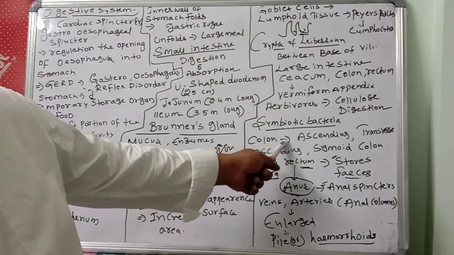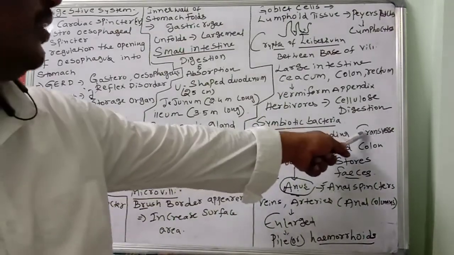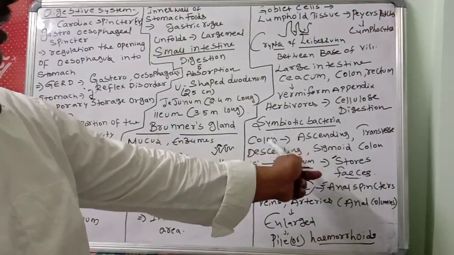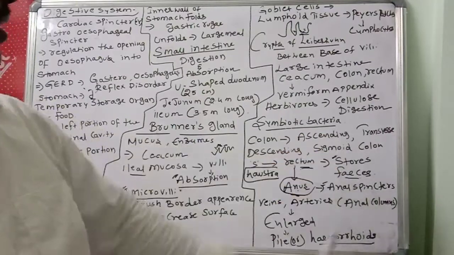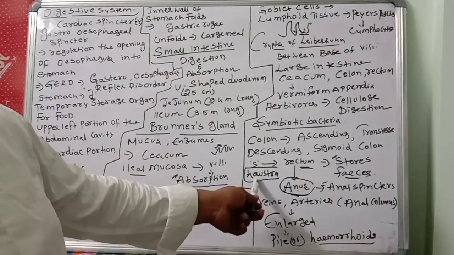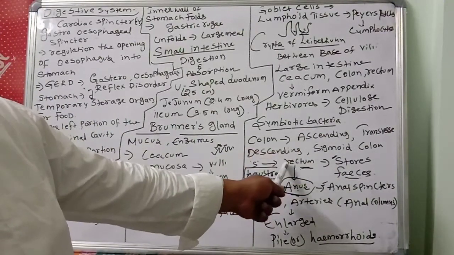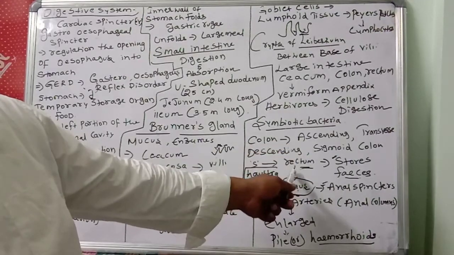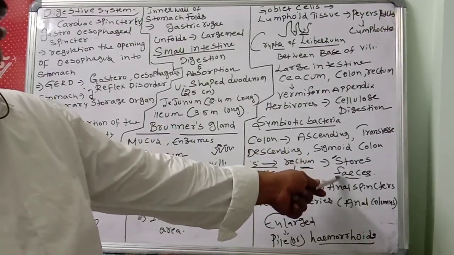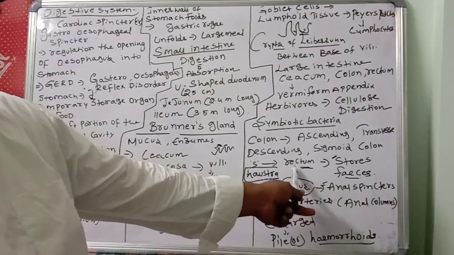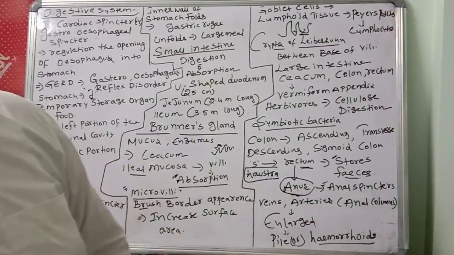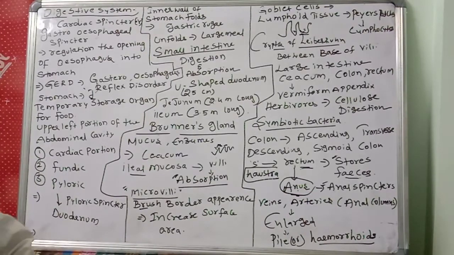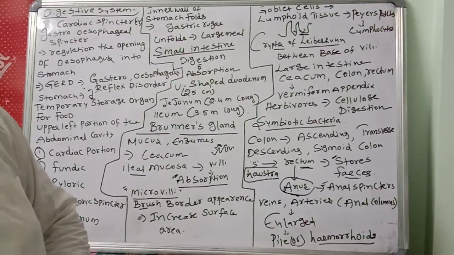The colon has four parts: ascending, transverse, descending, and sigmoid colon. There are S-shaped haustra foldings on the colon. The colon opens into the rectum. The rectum temporarily stores undigested food, feces, and opens into the anus. The anus is surrounded by two sphincters, the inner and outer anal sphincters.